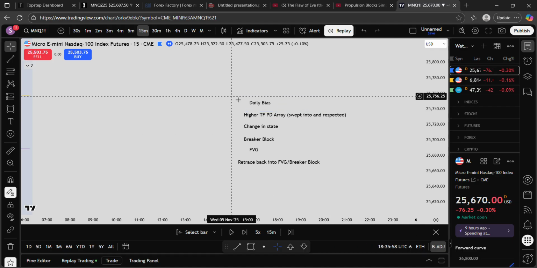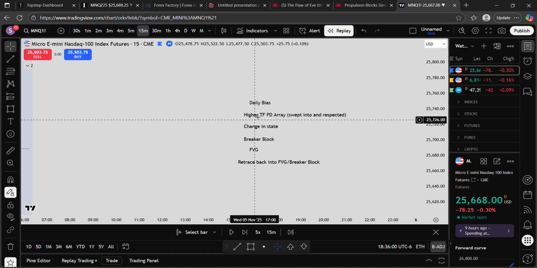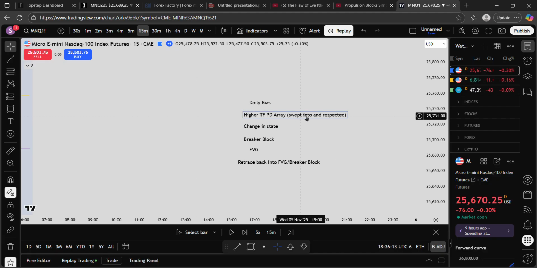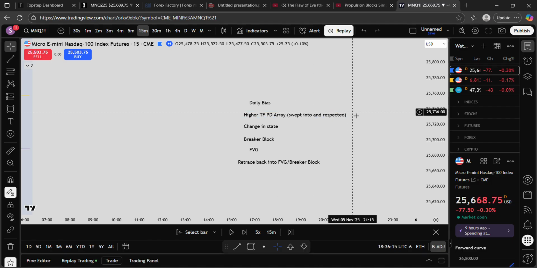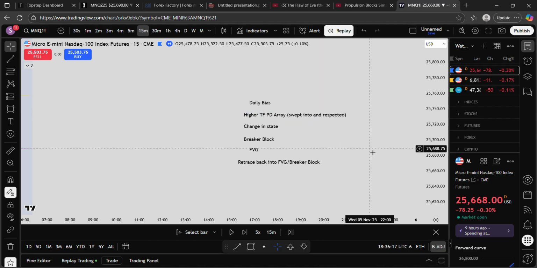So this is a list of everything I look for. First, I use my daily bias. I usually find that on the daily. You can also use the weekly. You can sometimes use any of these higher time frames, but I just use the daily. And then go to a higher time frame PD array that is swept into and respected. So essentially, that is just say the 1 hour sweeps into a fair value gap, takes liquidity on the lower time frames, and then draws higher.